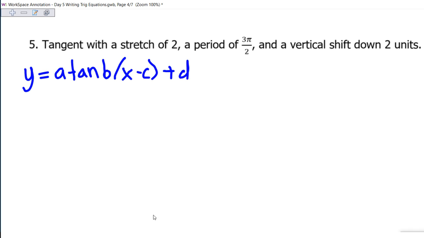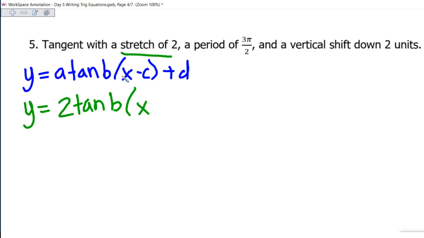Now, did this equation have any sort of vertical stretch? Yeah. Where would the stretch of 2 go? For the a value. Did it reflect over the x-axis? No. So the a is positive 2. Then we'll have the tangent. I'll leave the b right here for now. For x minus c, did it translate, or do we have a phase shift? No. So I don't have to put x minus 0, it's just x. And for the d value, it translated down 2 units.